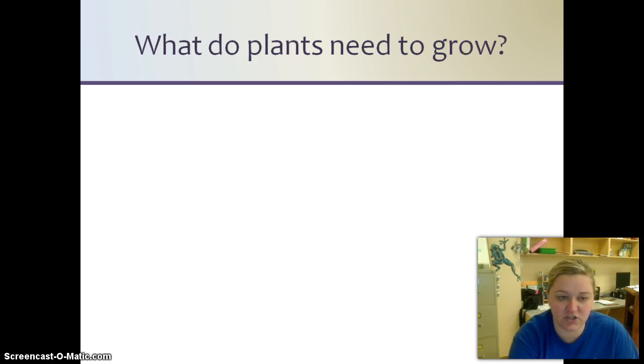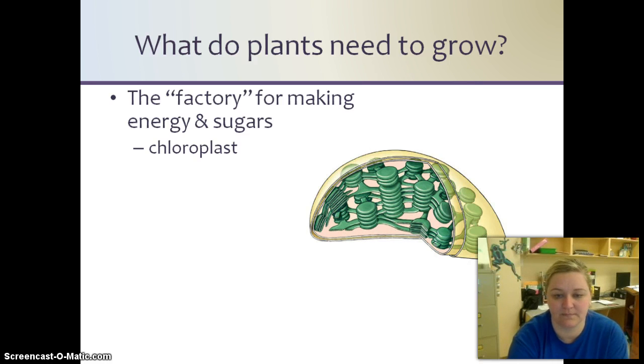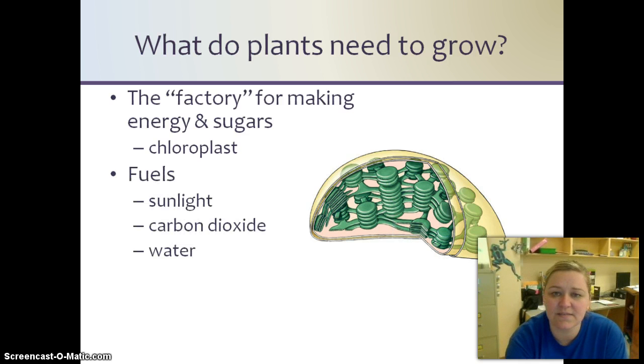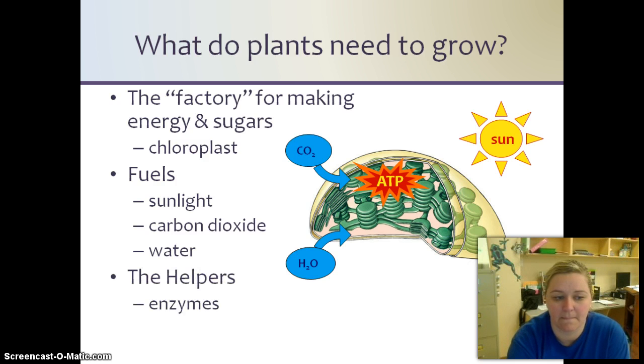So, in order for plants to grow, they need a couple things. The first thing they need is a factory in order to make the sugar and the energy. That factory is the chloroplast. Remember, the chloroplast is an oval, and it looks like it's got pancakes or pennies all stacked up inside of it. Then they need some fuels. They need sunlight, carbon dioxide, and water. And whenever they get that, that's going to make some ATP. And then they need some helpers. They need some enzymes to come along and help them with their process. And when they do this, they're going to be able to grow.